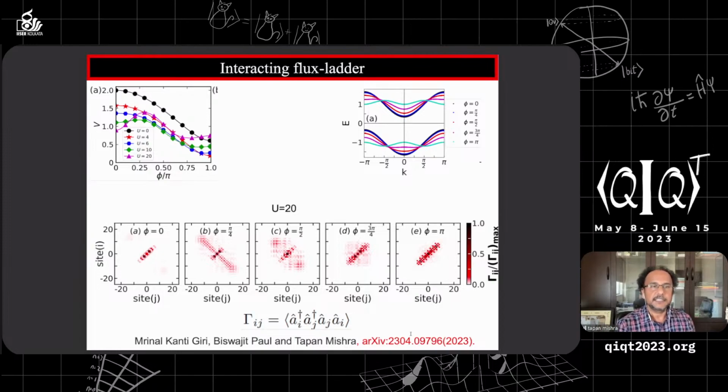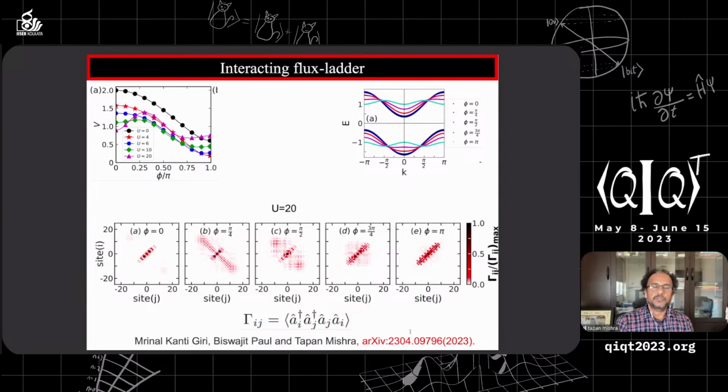But in this particular case, although there are no competing interactions, only one type of on-site interaction is there, this flux can introduce a reentrant dynamics in the system. And this reentrant dynamics is robust. It goes up, comes down, and then again goes up. Okay, so that is the new finding in this recent work, which you can see in arXiv.